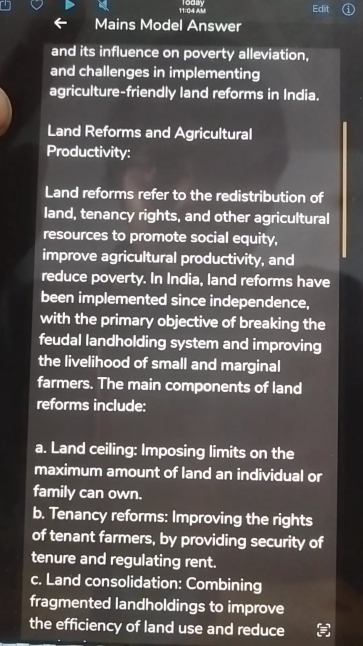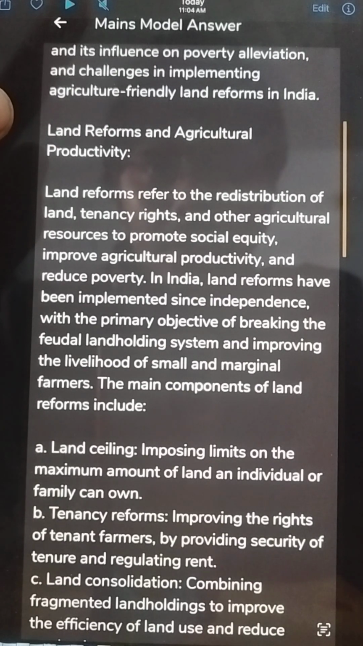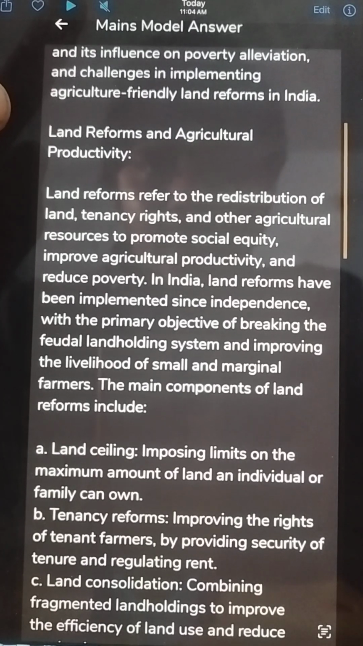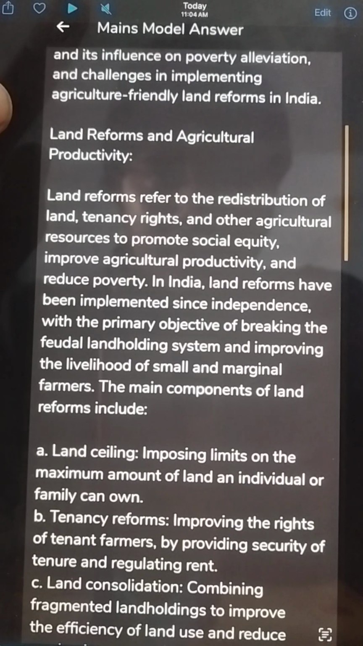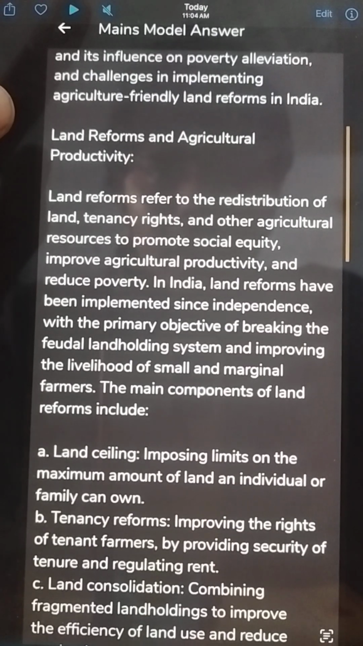First, land reforms refer to the redistribution of land, tenancy rights, and other agricultural resources to promote social equity, improve agriculture productivity, and reduce poverty. In India, land reforms have been implemented since independence with the primary objective of breaking the feudal landholding systems and improving the livelihood of small and marginal farmers.